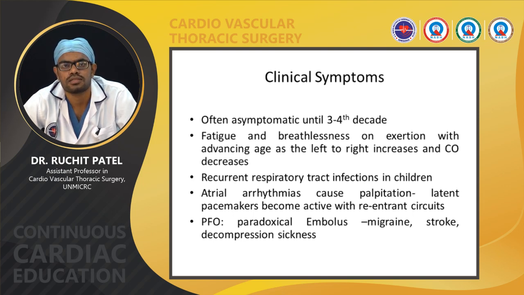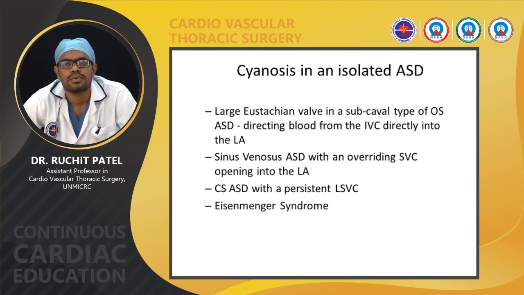In cases of PFO, there is a chance of paradoxical embolism or symptoms of stroke. There may be a history of migraine or decompression sickness. If a patient presents with cyanosis in isolated ASD, always rule out a large Eustachian valve in the inferior vena cava that is diverting blood from the IVC into the LA, or there may be a sinus venosus ASD with overriding of the SVC over the ASD that leads to direction of SVC flow into the left atrium, or maybe a coronary sinus ASD with persistent LSVC. And in cases of late presentation, there may be Eisenmenger syndrome due to increasing pulmonary vascular resistance.